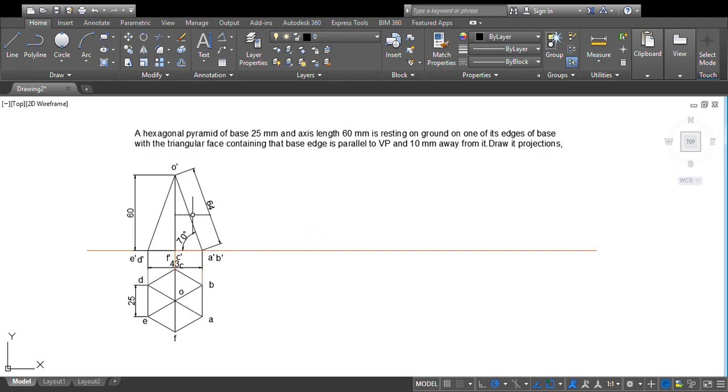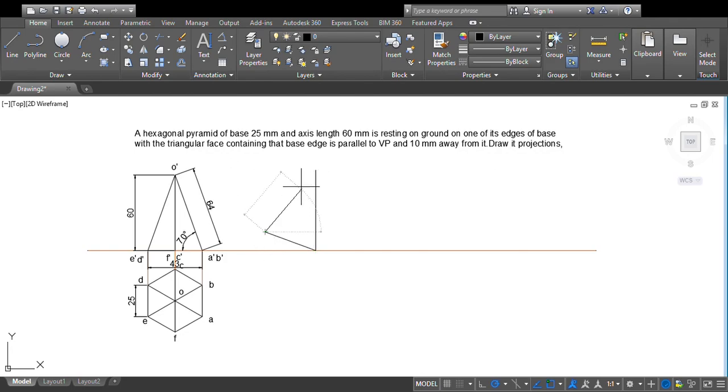Now you have to make this line O dash A dash perpendicular. So you draw a line from here, 64 mm, a perpendicular line like this. You keep some distance and draw the same 64 mm O dash A dash line here. Now you have to draw one more line, and that is 43 mm long at 70 degrees, so you can get that line.